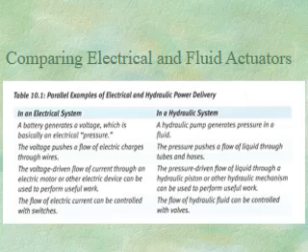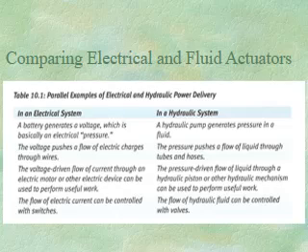This is a comparison of electrical and fluid actuators. Here we are comparing the electrical system and the hydraulic system. In the electric system, the battery generates voltage, which is basically an electrical pressure. In the hydraulic system, the hydraulic pump generates pressure in a fluid. Here it is voltage, here it is the pressure of pressurized fluid. Here voltage drives the flow of current through, and here the flow of liquid goes through.